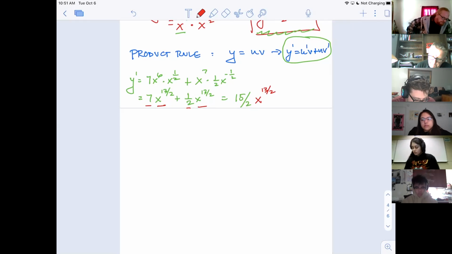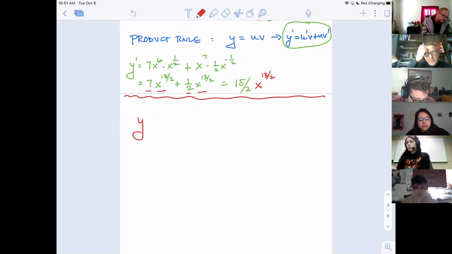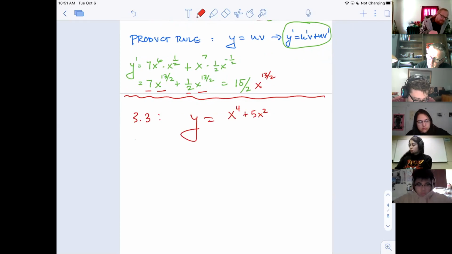All right. Consider this question. This was also something that was in 3.3. Maybe I'll even write that down here. 3.3, we're told something like y equals, and I'll keep it simple just so it goes fast here, like x to the 4th plus 5x squared, but it was all over the top of, say, the square root of x.